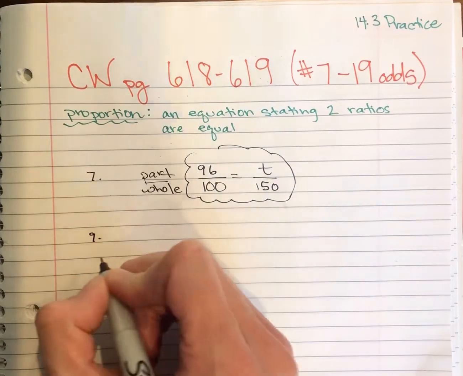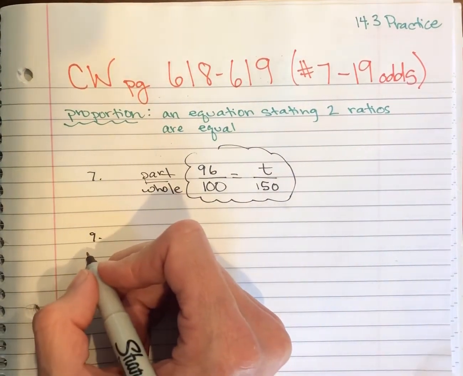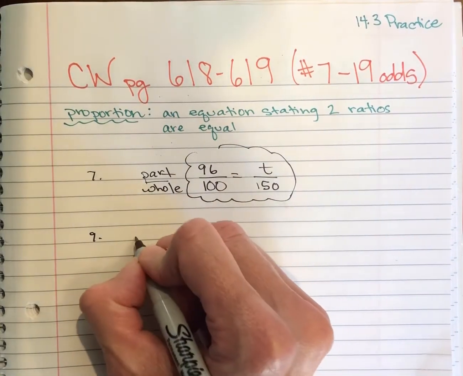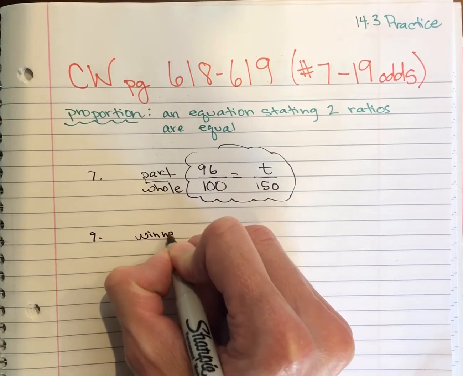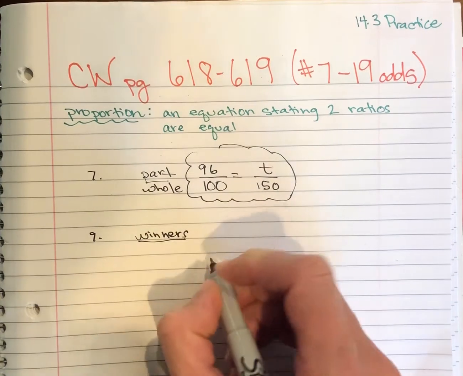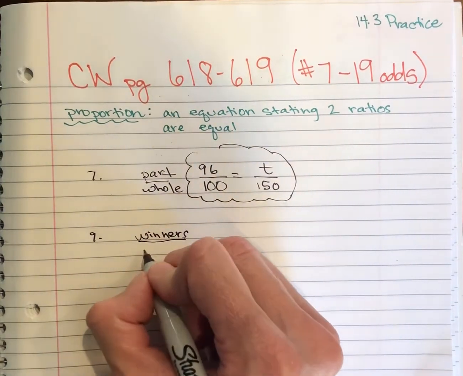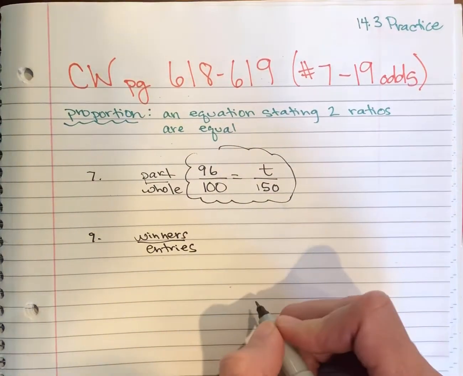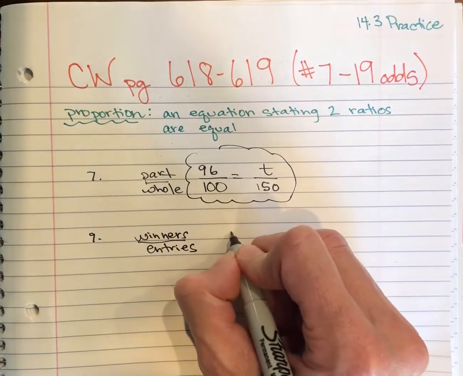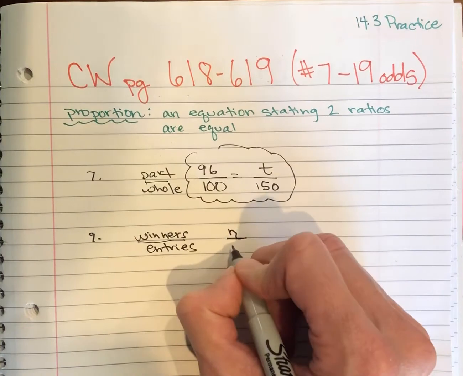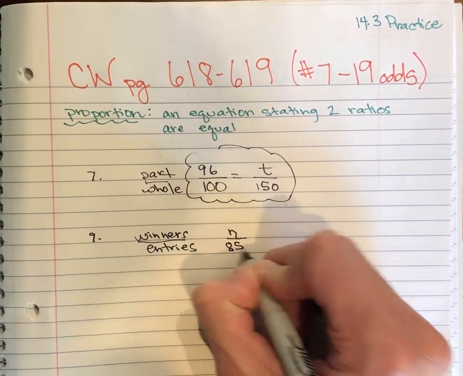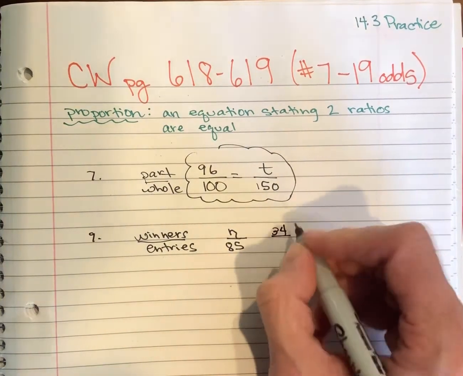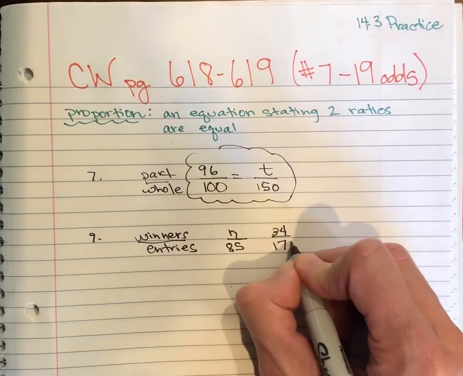Number 9. Directions for 9 say use the table to write a proportion. So whenever we write a proportion, we want to start with guiding words. The numbers are relating to winners out of entries, okay? So in May, we don't know how many winners there were, but we know there were 85 entries. In June, there were 34 winners and 170 entries.